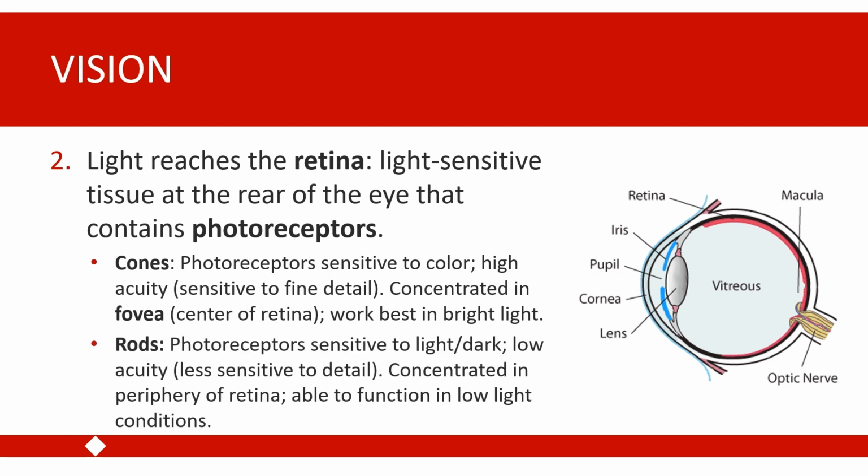The other type of photoreceptor that we have on the retina are our rods. These are photoreceptors that do not respond to color, but they are sensitive to lightness and darkness. In contrast to our cones, these have relatively lower acuity, so are less sensitive to detail, and they are more concentrated in the periphery of the retina. Also in contrast to the cones, our rods function better in conditions of low light.